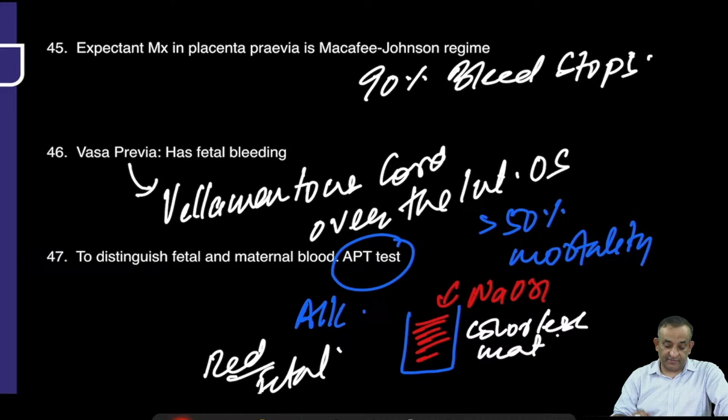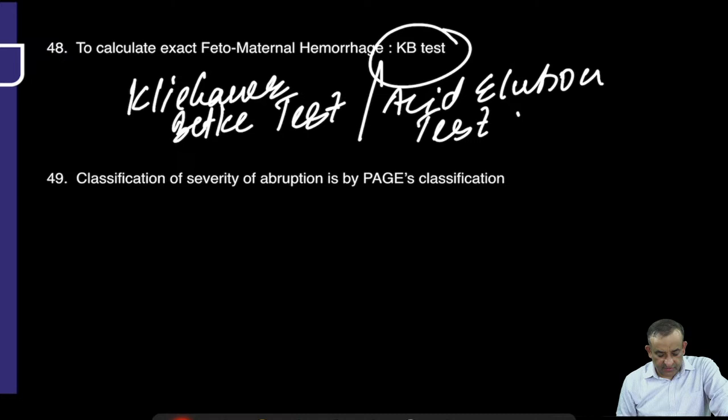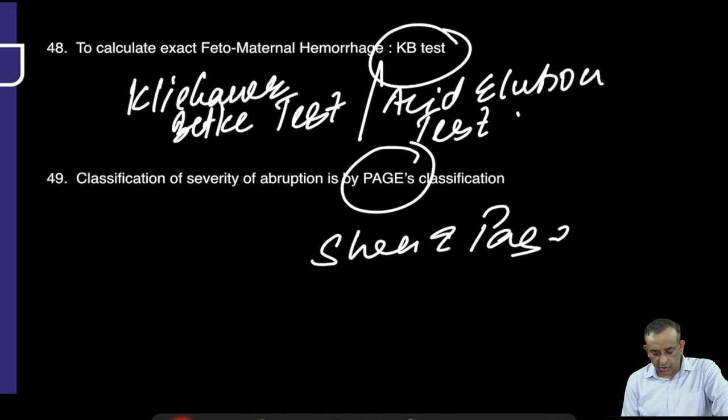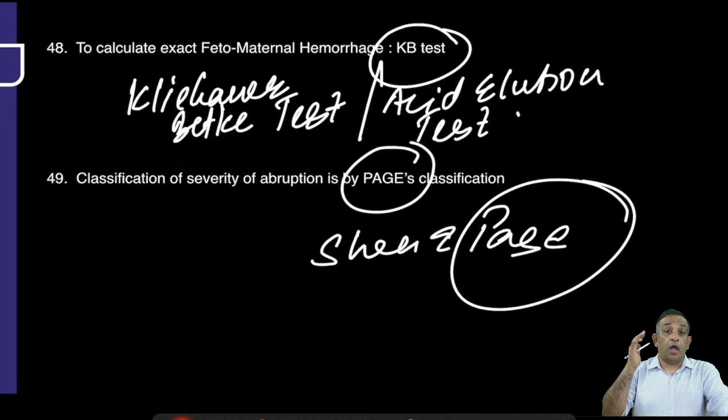All right. Classification of severity of abruption is by Page's classification. Sher and Page, Dr. Sher and Dr. Page. But Dr. Page's name keeps coming more frequently in your exams, these MCQs. So you should know McAfee-Johnson for conservative management of placenta previa. First episode of placenta previa stops bleeding in 90% of cases.